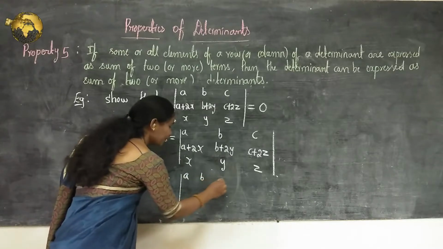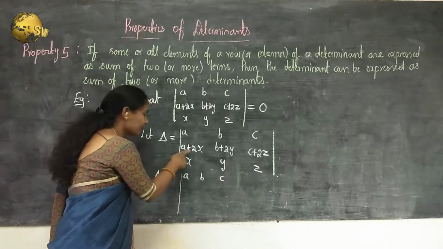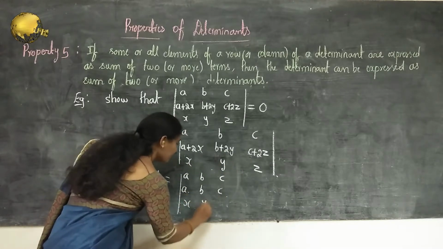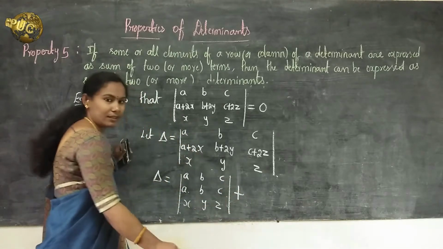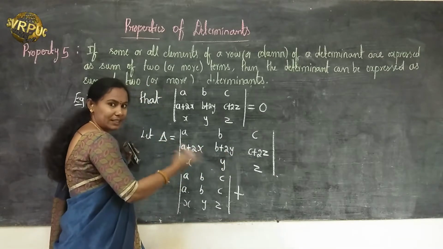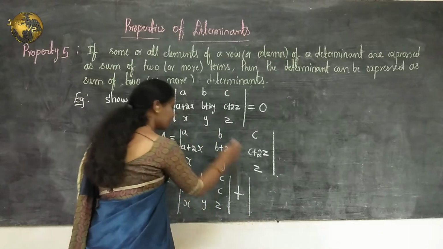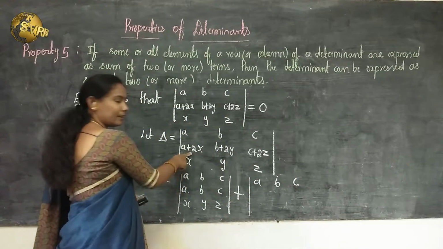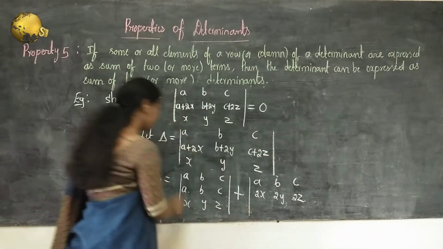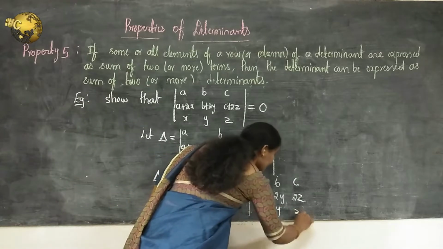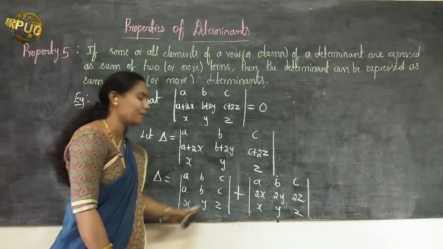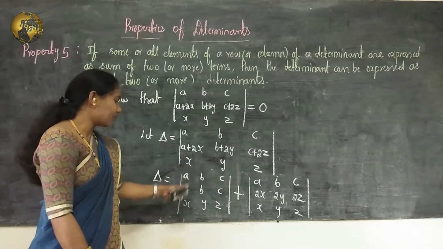So that is A, B, C, and the second row elements, the first elements only, so A, B, C, then x, y, z, plus, the first row and third row will be as they are, but the second row will be split. So first row again as it is, A, B, C, then second row elements 2x, 2y, 2z, and third row elements x, y, z. So we can express the second row elements as the sum of two determinants. Now we have to expand this.